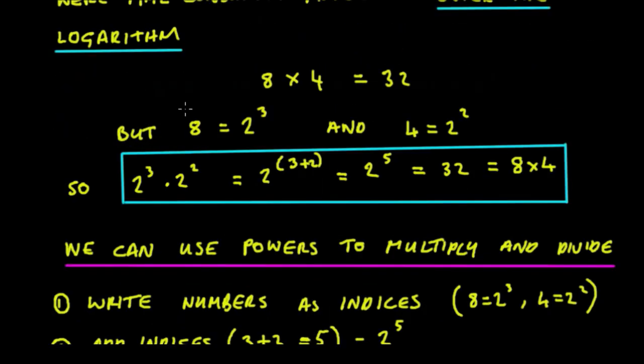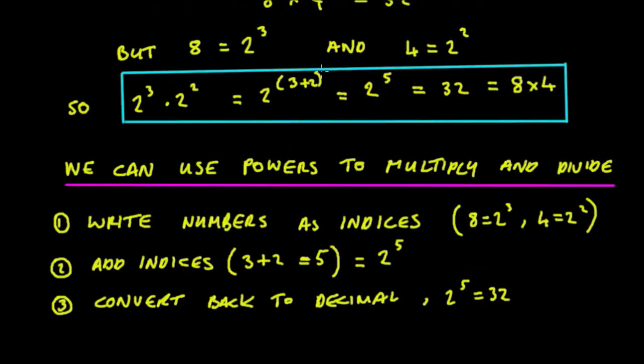The idea behind this is that if you were going to multiply two numbers, say 8 times 4, which equals 32, you could write 8 as a power. So you could write that as 2 to the power of 3. You could write 4 as 2 to the power of 2. You could then multiply these together. So if you multiply 2^3 times 2^2, you would get 2^(3+2). So when you multiply together, you add the indices.